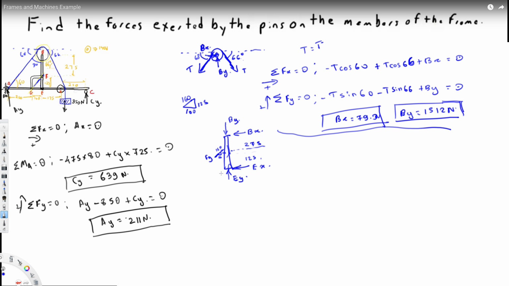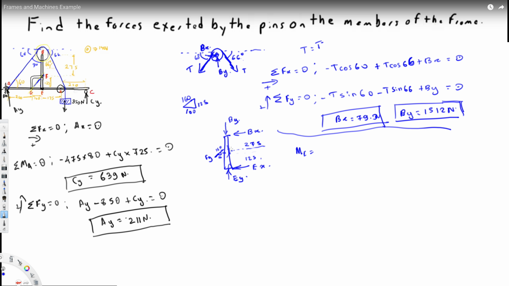If I take moment around E, we know Bx, we know By, we can find Fg if I take moment around E. So let's take that one first. Moment around E.